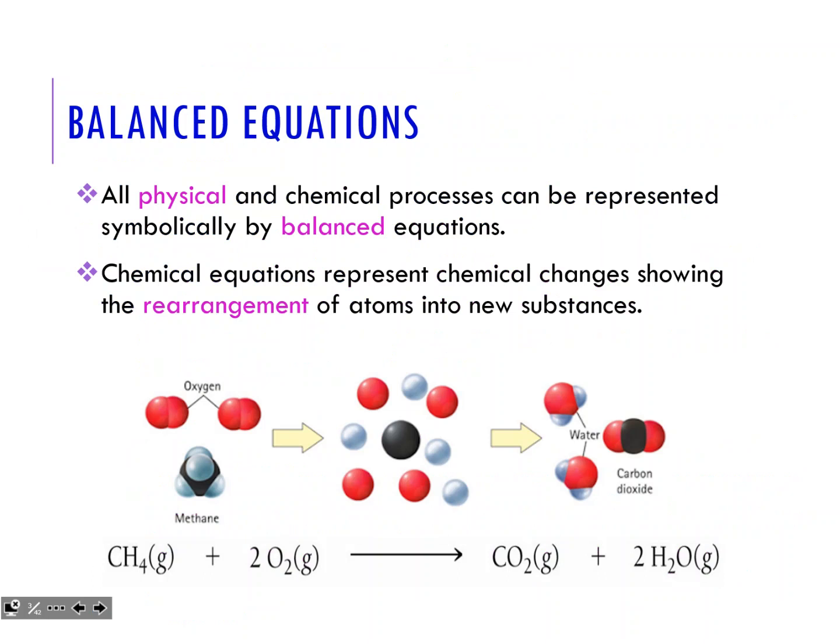All physical and chemical processes can be represented symbolically by balanced equations. Chemical equations represent chemical changes, showing the rearrangements of atoms into new substances. Which brings us to the graphic below, as you can see, which is the combustion of methane, or natural gas. You have one molecule of methane, CH4, that's combining with 2 molecules of oxygen.